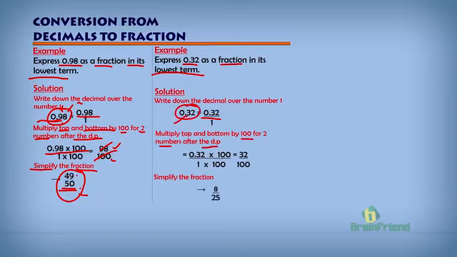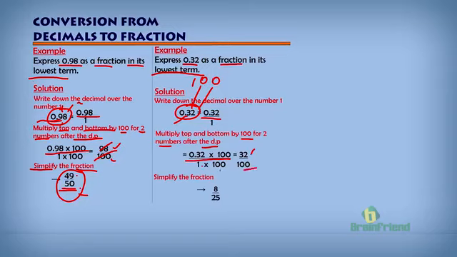Here's our decimal point. 3 is one number after the decimal point. 2 is another number after the decimal point. Hence, we use 100 to multiply the top and the bottom of our fraction. 0.32 times 100 will give us 32. 1 times 100 will give us 100.